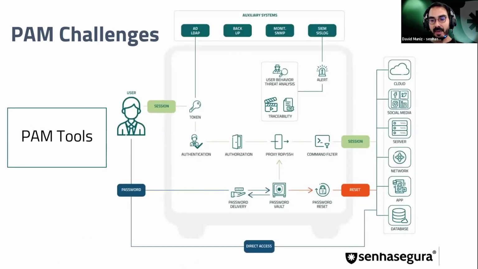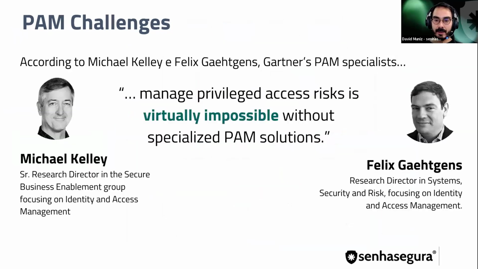Also, the problem is that the lack of control over privileged credentials prevents governance in information security, and that increases the attack surface. The solution to properly manage all privileged credentials can create the authentication, authorization, and also governance process for your users. And before you ask me, that's not me who is saying that, that's Gartner specialists. It's impossible to manage privileged access risks both on premises and on the cloud without specialized PAM solutions.